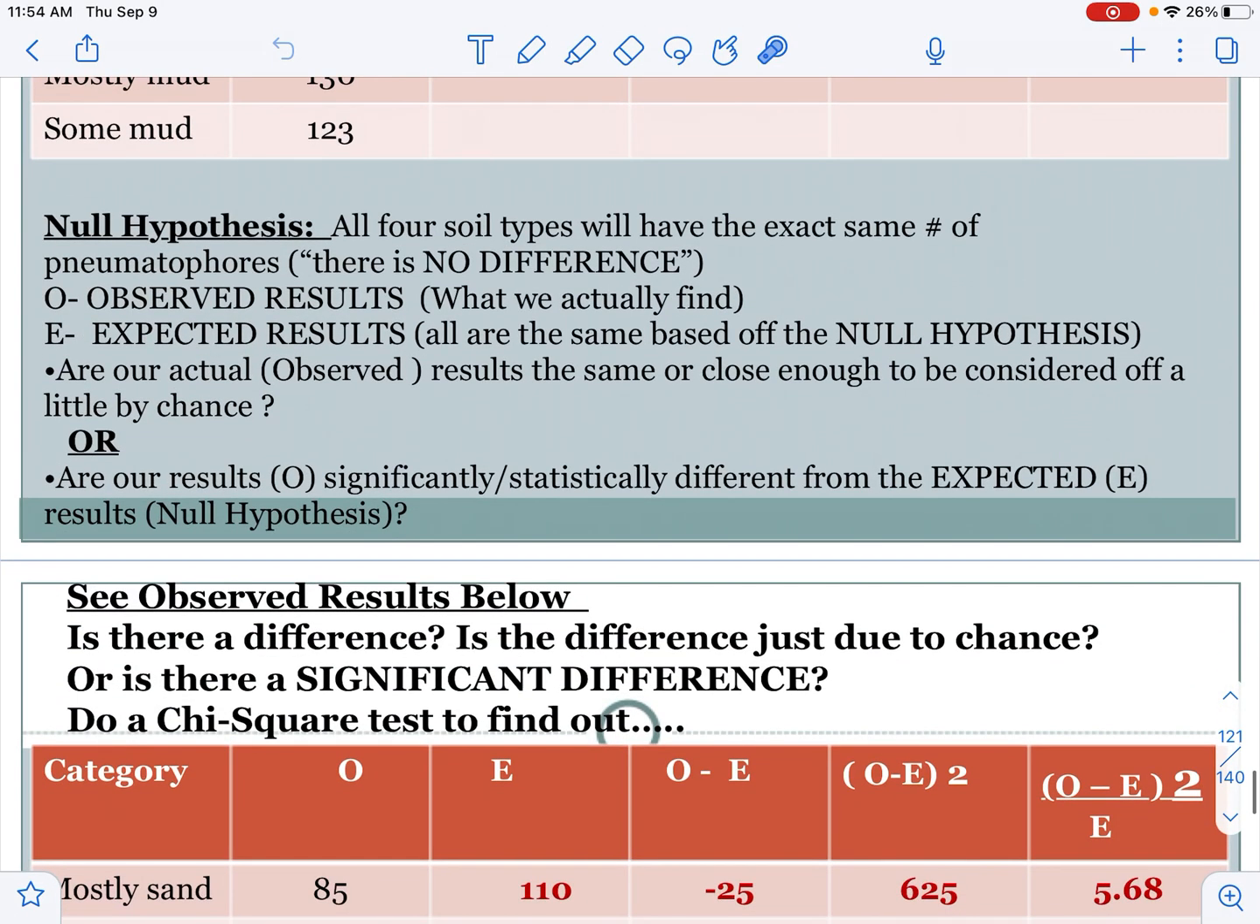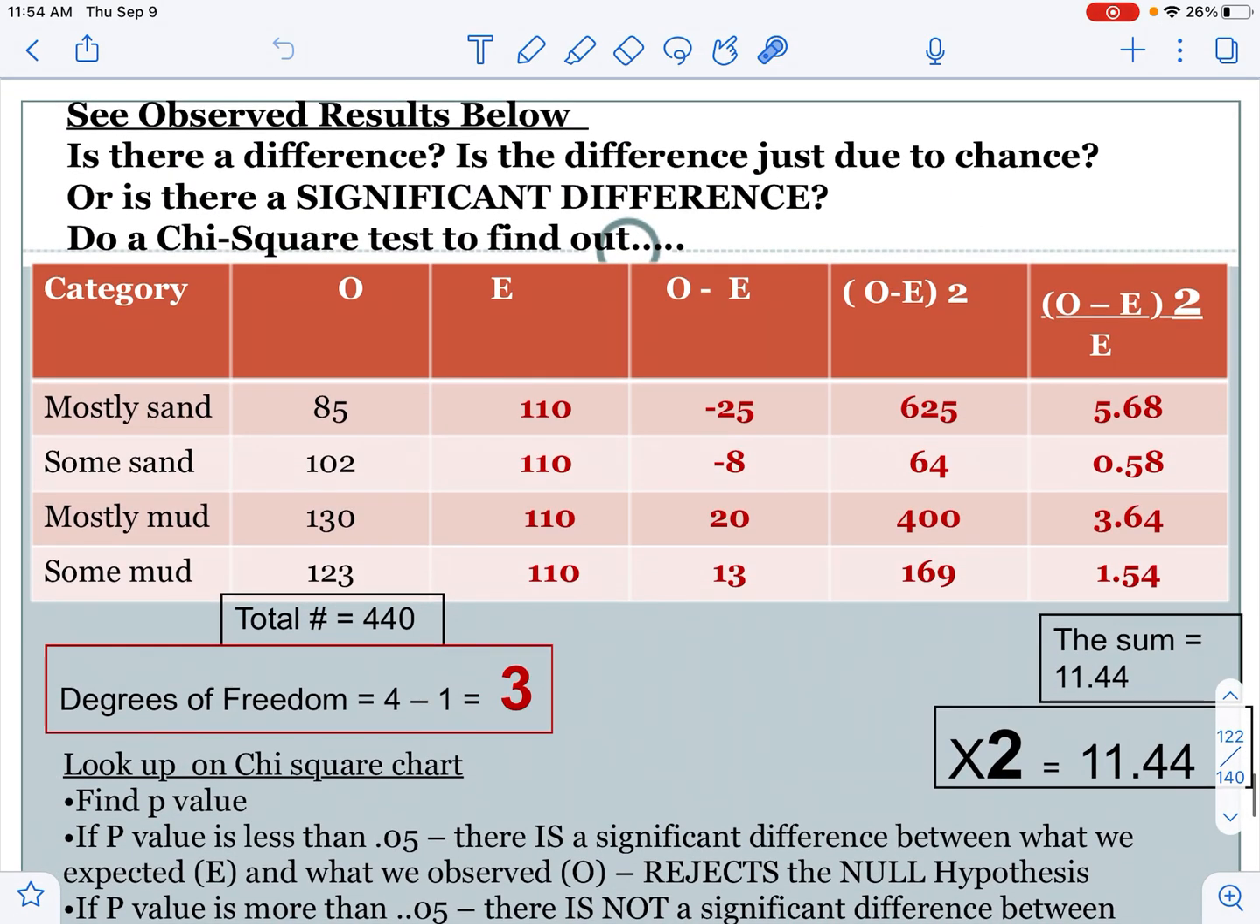So we had done this example in class where there was an actual experiment where our independent variable was different types of soil, and we want to see if that causes different numbers of nematophores to come up. So here's the observed values. This is the data that was actually taken. Okay, so this is what we went out and counted, our experimental results.